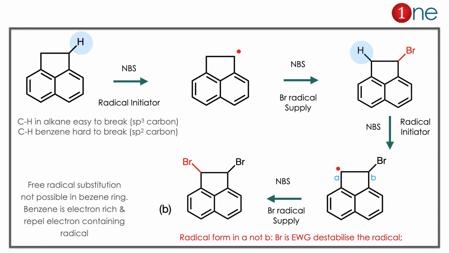The radical forms at a different position than the available bromine, because bromine is an electron withdrawing group, it will not stabilize the radical. So the radical forms on the other side. Again you have bromine supply, you have dibromide formation in the 1-2 position. So the answer is clearly B there. Here the concepts you have to learn is free radical substitution is not possible in the benzene ring because of electron richness. Second thing is radical is like a cation, it will be destabilized by an electron withdrawing group.